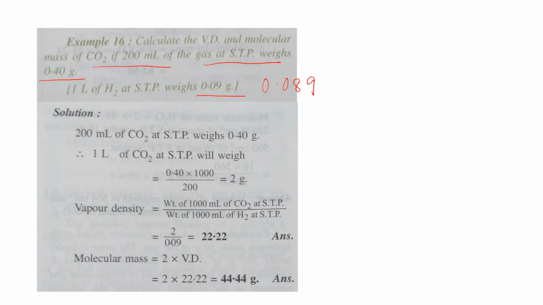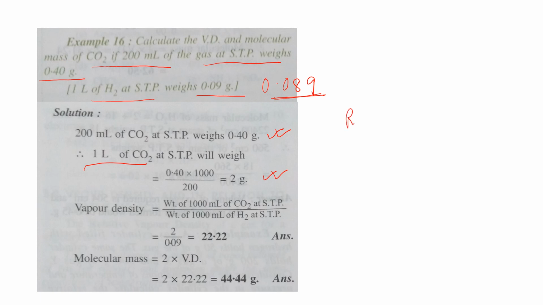No problem. Now 200 milliliter of CO2 at STP weighs 0.40 gram. It is given to you in the question paper. So 1 liter of CO2 at STP weighs 0.40 into 1000 by 200. It is 2 gram. Why am I finding it for 1 liter? Because then only I can compare with the hydrogen, because we know that 1 liter of hydrogen weighs 0.089. This is a known weight.